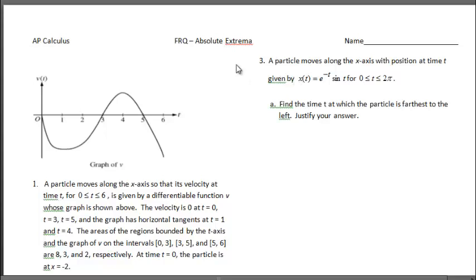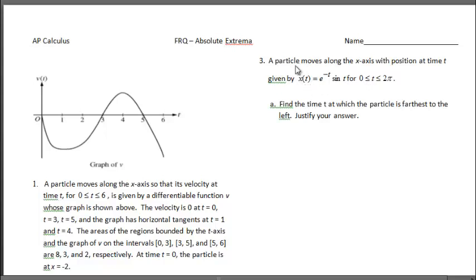All right, taking a quick look at number 3. Notice that you're given a position equation, closed interval. The question asks you at what time is the particle farthest to the left. That's an absolute minimum. That's going to be a t-chart with the endpoints of 0 and 2 pi and any other critical numbers.